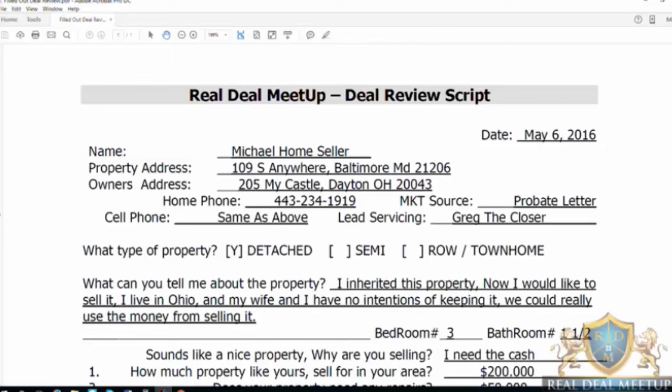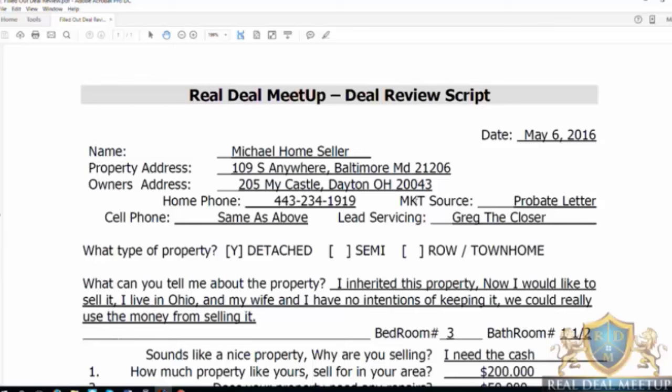Now let's go over the actual content. Look at the beginning of it. We start off with the seller's name. After that, we go into the date, the property address that we're trying to buy, and the owner's address, where the owner currently lives if they don't live in the property. This owner particularly lives in Dayton, Ohio. Then their home phone number and their cell phone number, which is the same as the above.